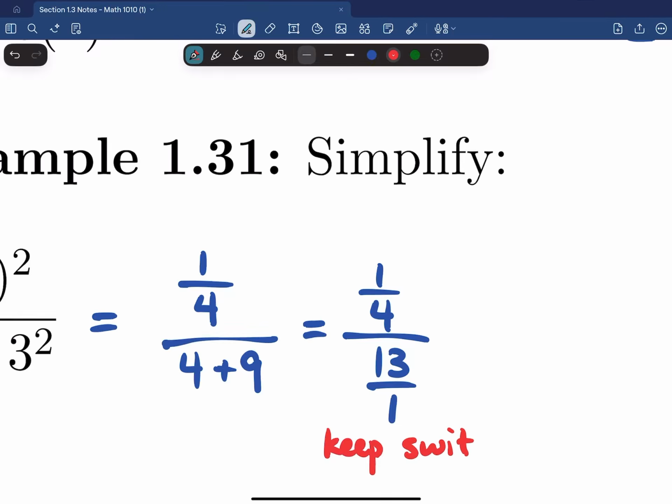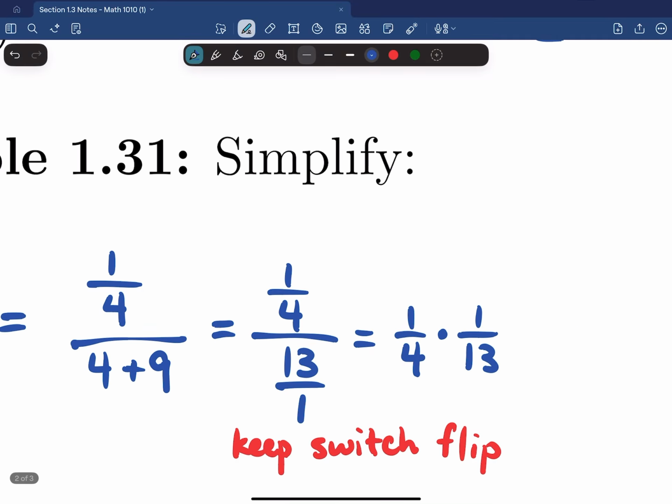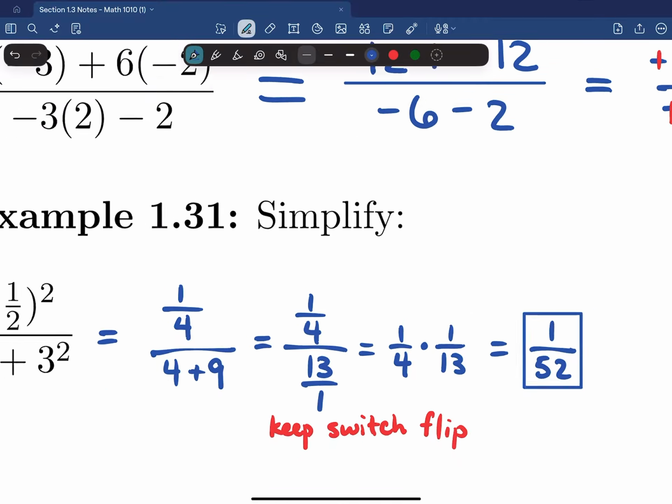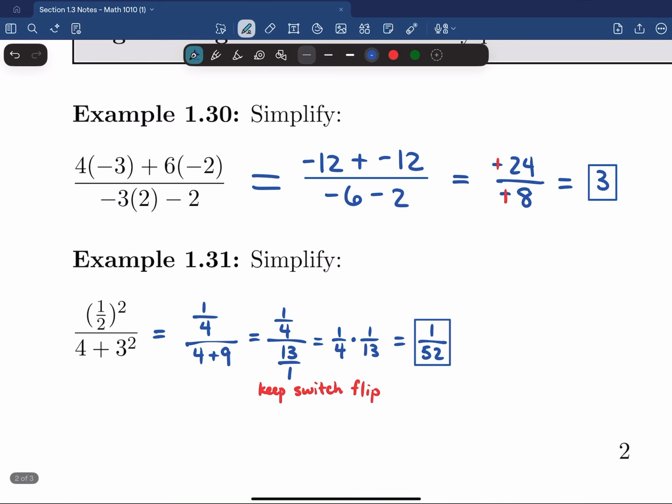This is fraction division, right? So I keep the numerator's fraction the same, switch division to multiplication, and take the reciprocal of the bottom fraction. So it becomes 1/13. And now I have fraction multiplication. 1 times 1 is 1, and 4 times 13 is 52. So we have simplified this starting fraction into 1 over 52.